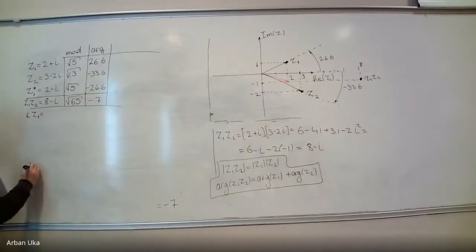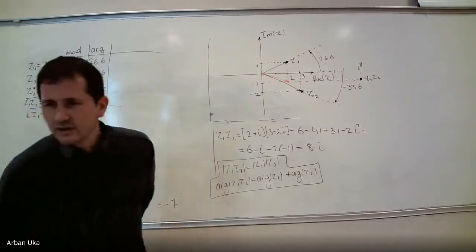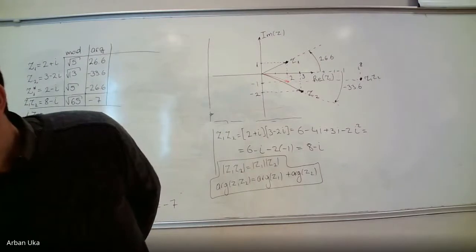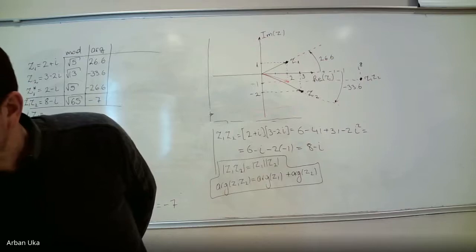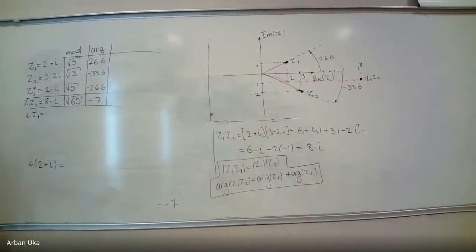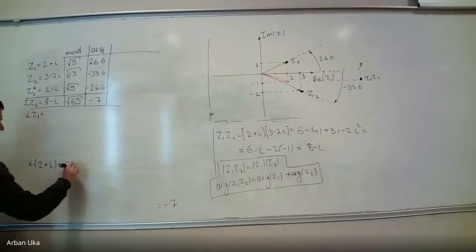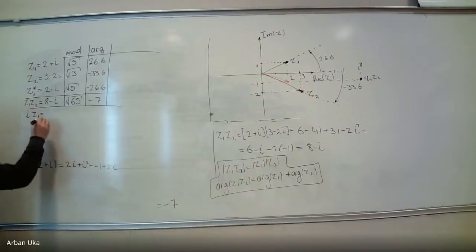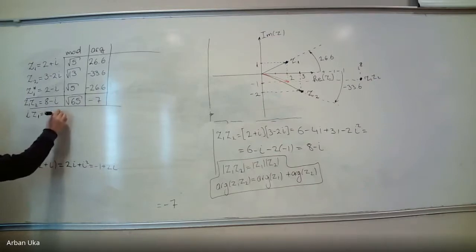So here we have I times Z1. Z1 is 2 plus I, right? So can somebody answer here? Who can raise the hand? Someone can. Let me see. Pick up someone. Anissa, yes. So what is I times Z1? 2i plus I square. Yes. I square is equal to minus 1. So we have 2i minus 1. That's true. Minus 1 plus 2i.